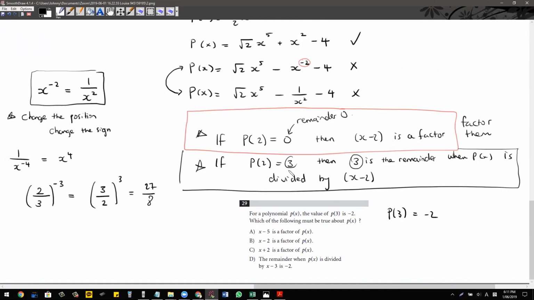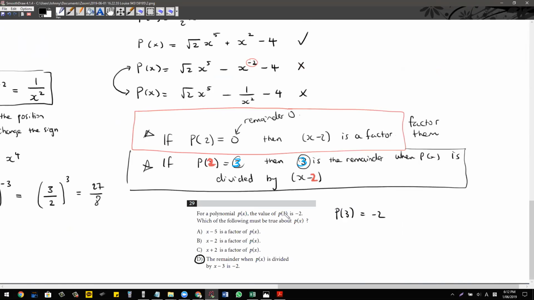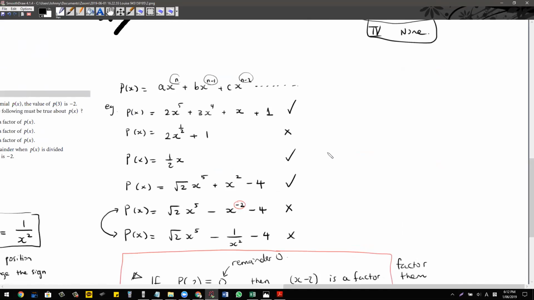x minus 3. You see, when there's 2 there, the remainder is 3. Okay. So the answer is D here. I'll go through some more on the polynomial stuff if it shows up again. It will. But for now, just need to know these rules. Now we're going to do 30.